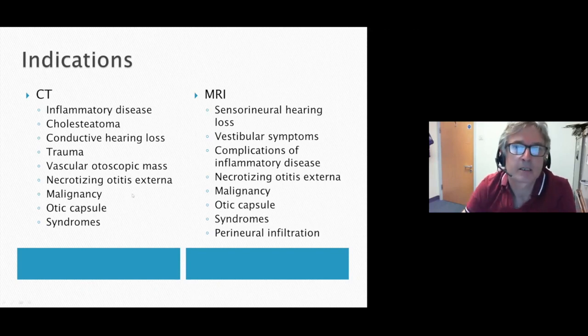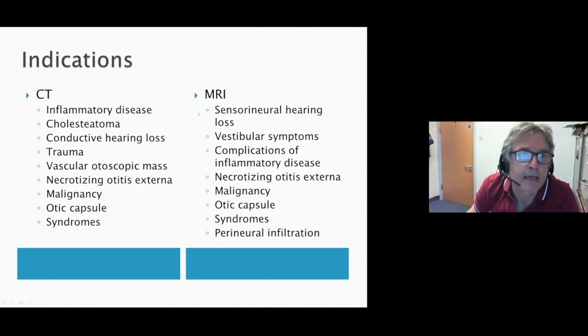Necrotizing otitis externa, I think we'd always kick off with a CT scan, but we may choose to follow up or monitor patients with MR. Malignancy inevitably often uses both modalities. They give us different information and can be very, very helpful. And as I've already said, looking at the Otic capsule structure, CT is very good, but MR can add something. And in the context of youngsters with syndromes, both CT and MR have a role to play.